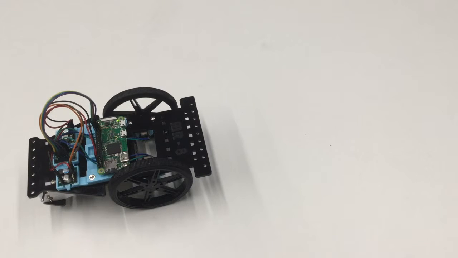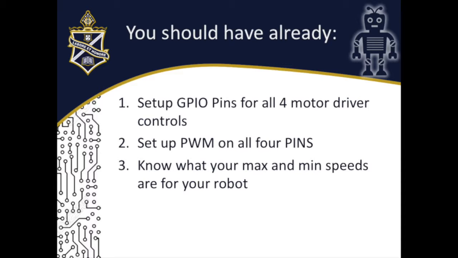To be able to complete this activity, you already need to have set up your GPIO pins on all 4 pins for the motor driver. You need to set up pulse width modulation on all 4 pins for the motor driver. And you need to know roughly what your maximum and minimum speeds are going to be for your robot in the pulse width modulation numbers between 0 and 100.